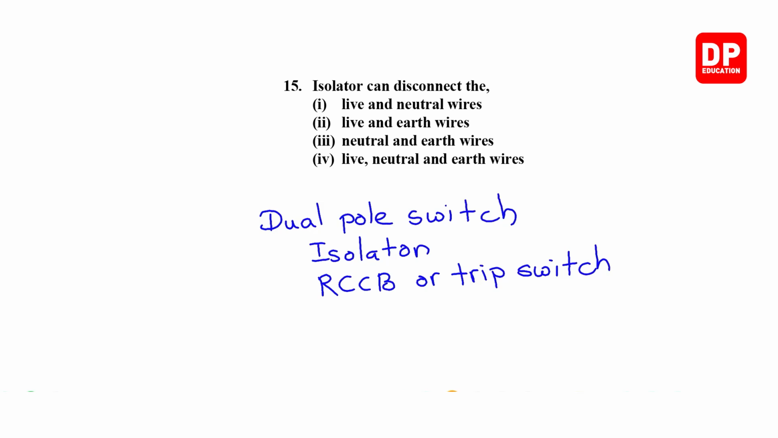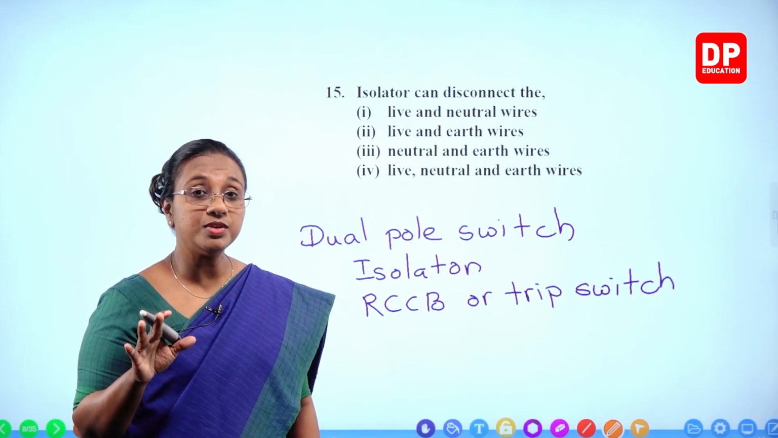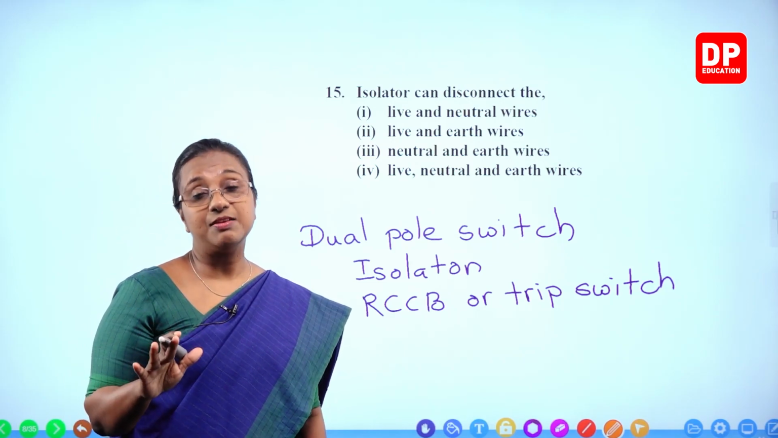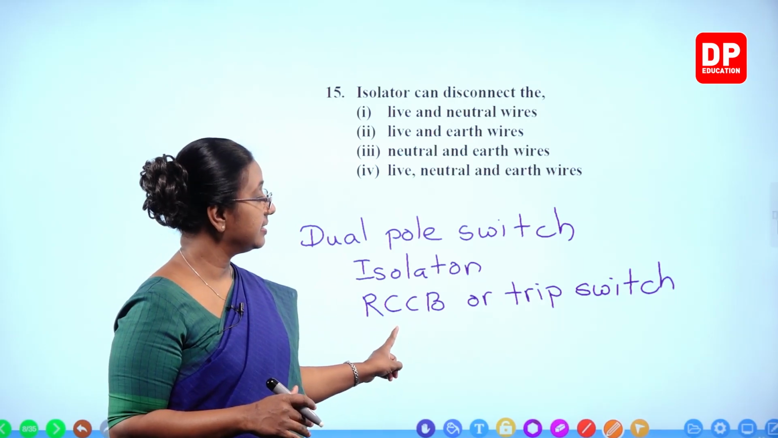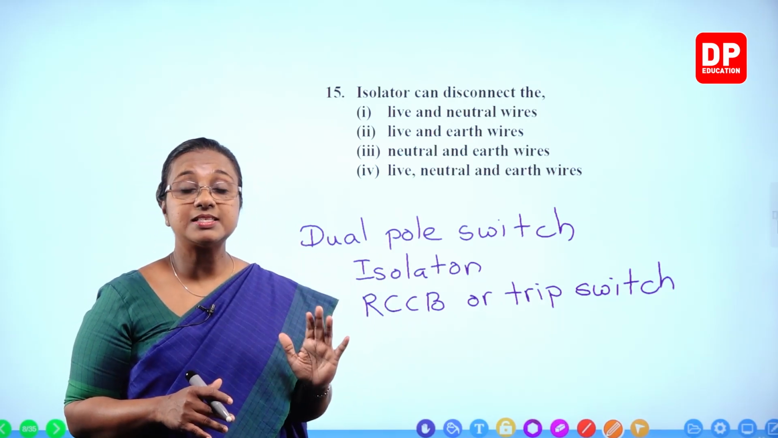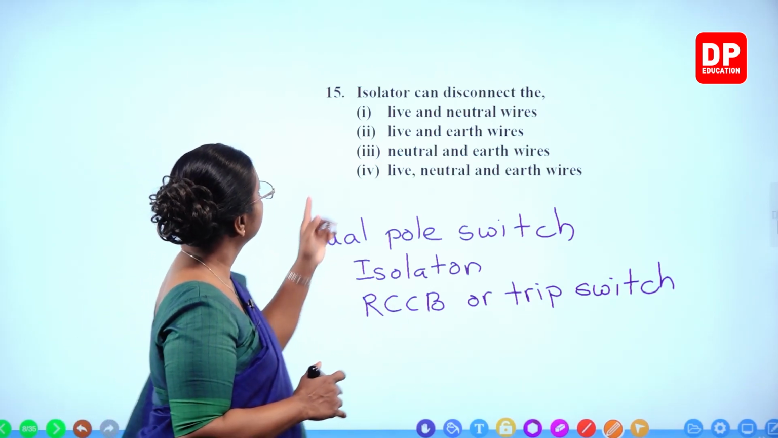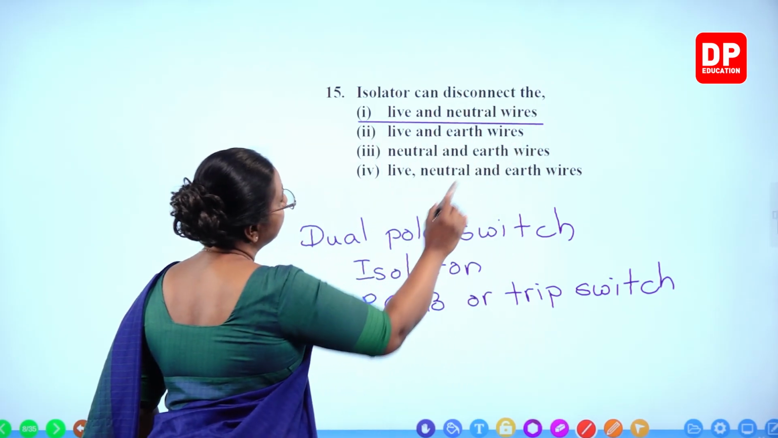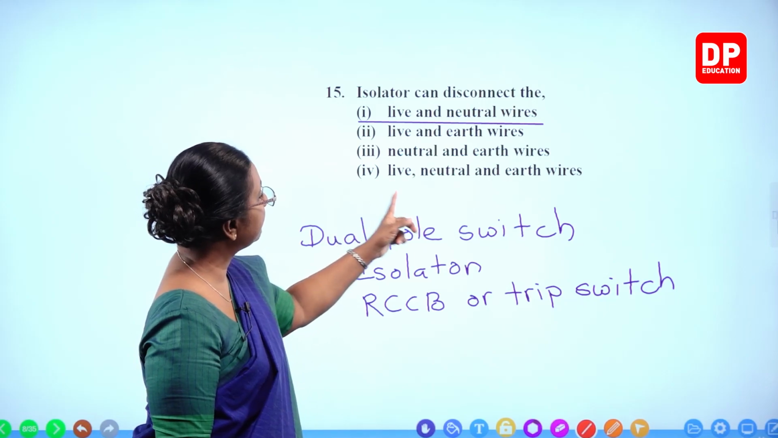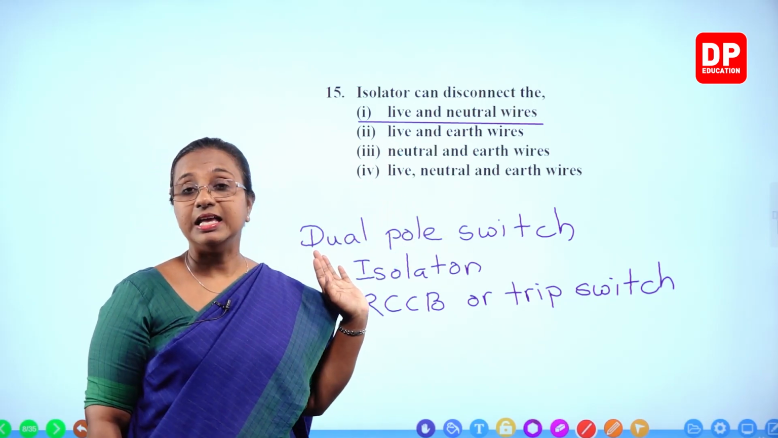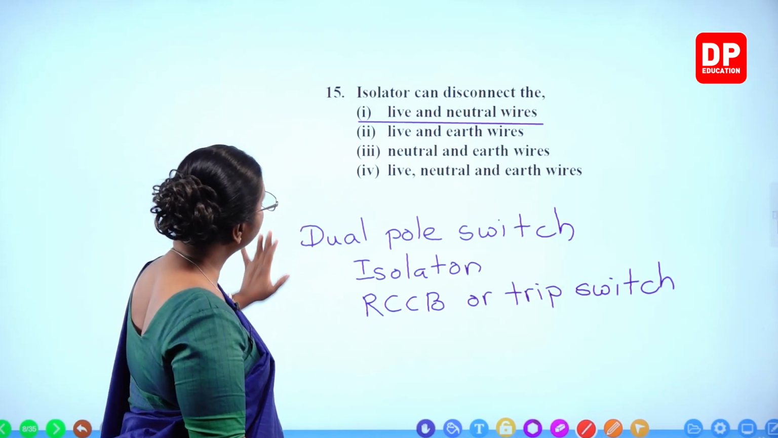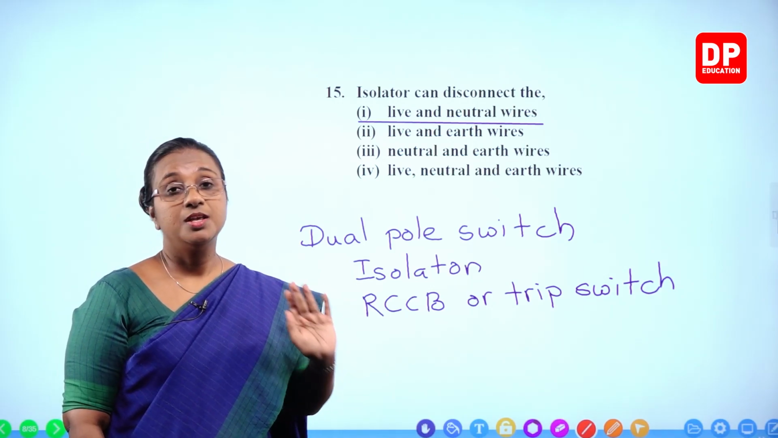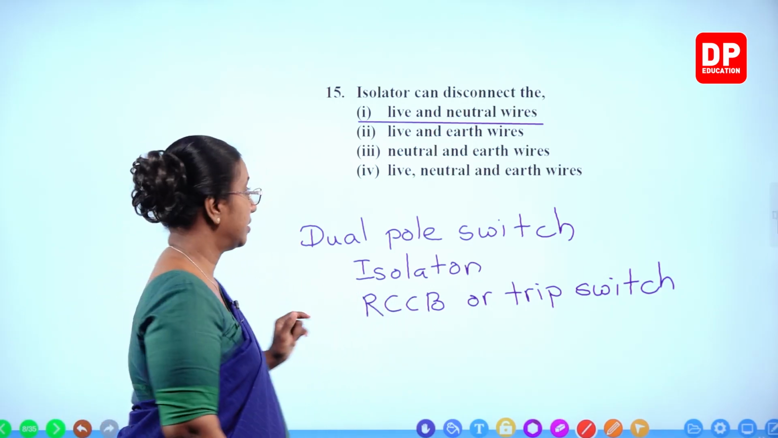Because you can remember, students, the overload circuit breaker or the service fuse, only the live wire is connected to that. So it disconnects only the live wire. But the isolator and the RCCB, those are dual pole switches. They disconnect both live and neutral wires. So isolator can disconnect the live and neutral wires, live and earth wires, neutral and earth wires, live, neutral and earth wires. Those three are incorrect answers. So you have to remember this related to the components. Is that clear, students? So with that, I'll move on to the next question.